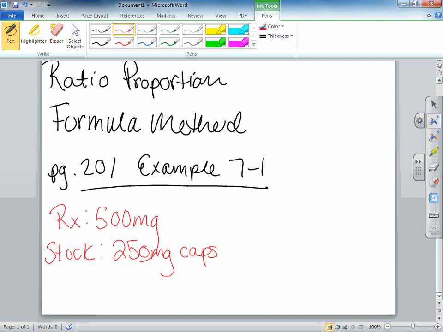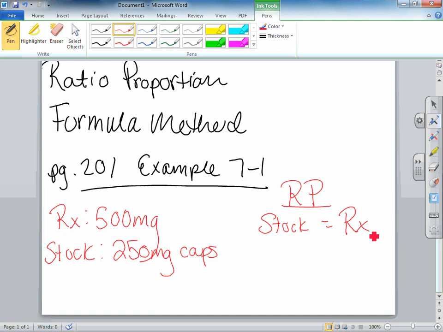They want you to use the ratio proportion method to determine the dose. How many capsules will the patient take in one sitting? Well, the ratio proportion method is as follows. I'm going to use RP to say ratio proportion. On the left-hand side, you're going to put what you have in stock. On the right-hand side of your equal sign, you're going to put what your prescription is asking.